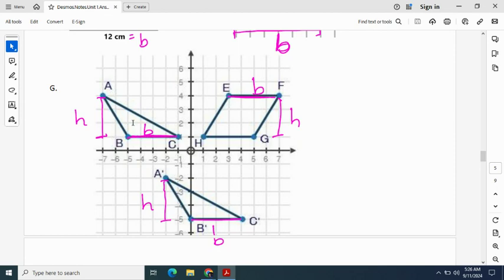Now look at this parallelogram. This is the base. I could have also called this the base, HG or GH and EF. So if I count 1, 2, 3, 4 units, and the height goes from the highest point to the base, 1, 2, 3 units. And lastly, this triangle. This is the base. Let's count 1, 2, 3, 4 units, and the height is the highest point towards the base, 1, 2, 3 units.